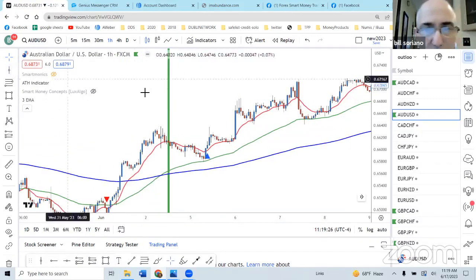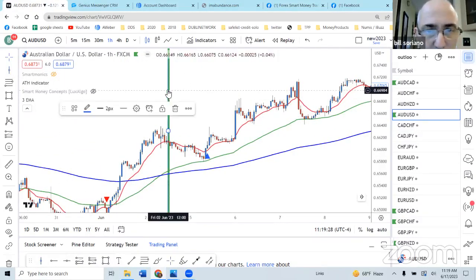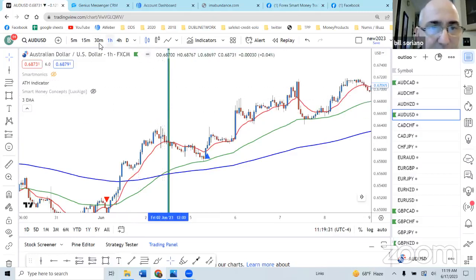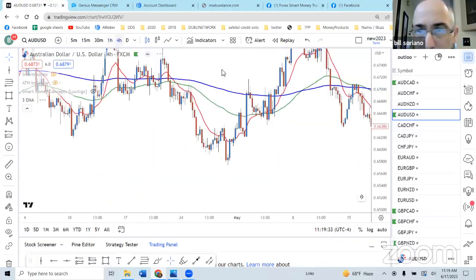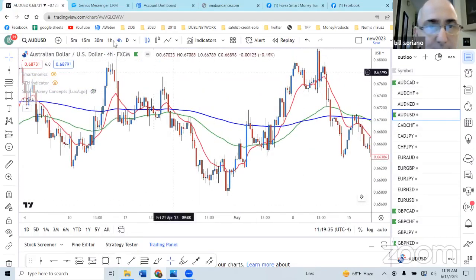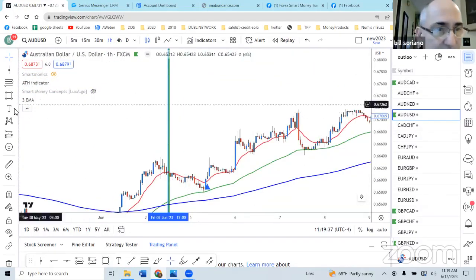Now, let me just show you this, just to prove it to you. If I put a blue line right there and I go to the 4 hour, right? Well, my blue line didn't show up. Let's try that again.